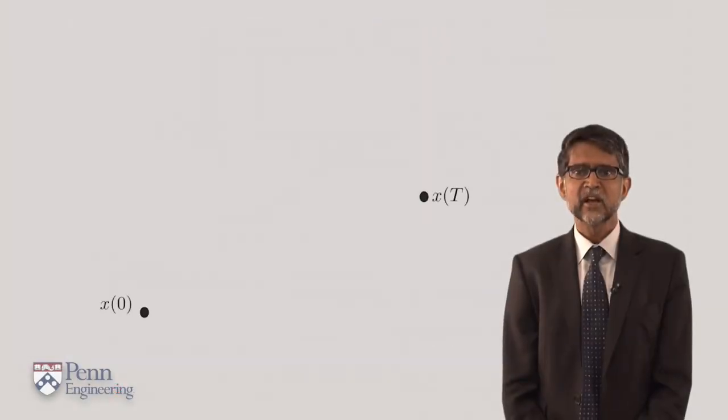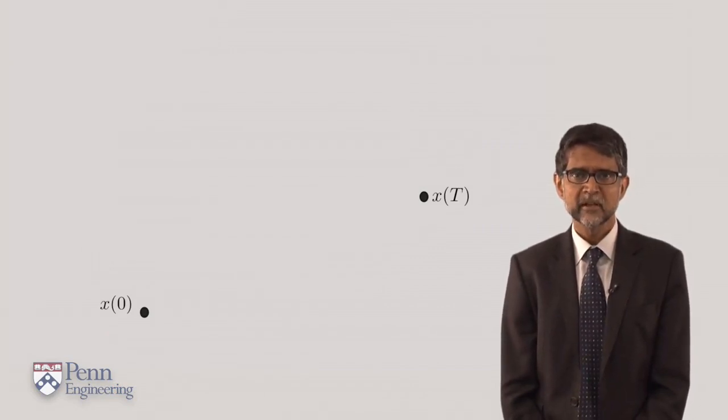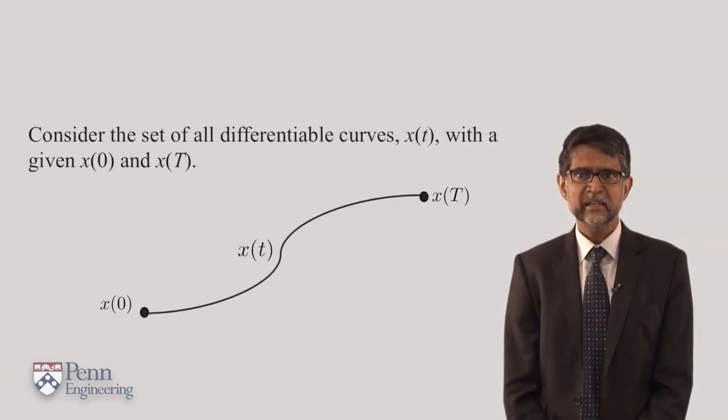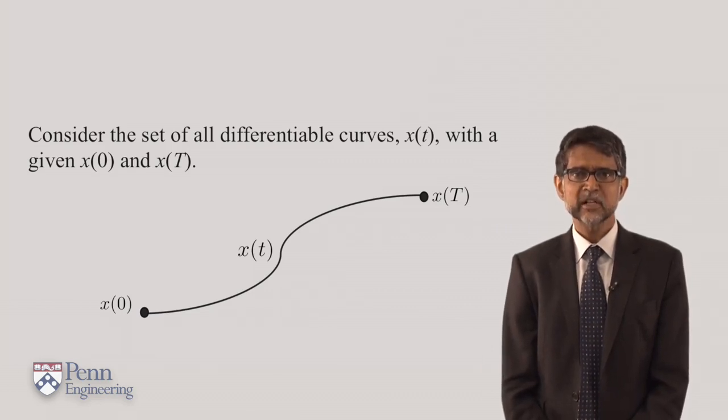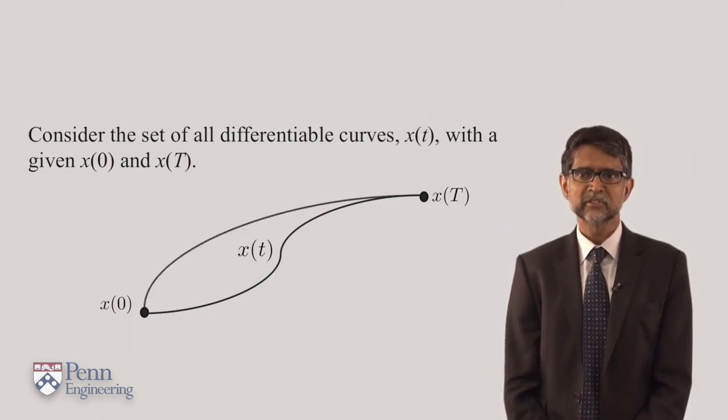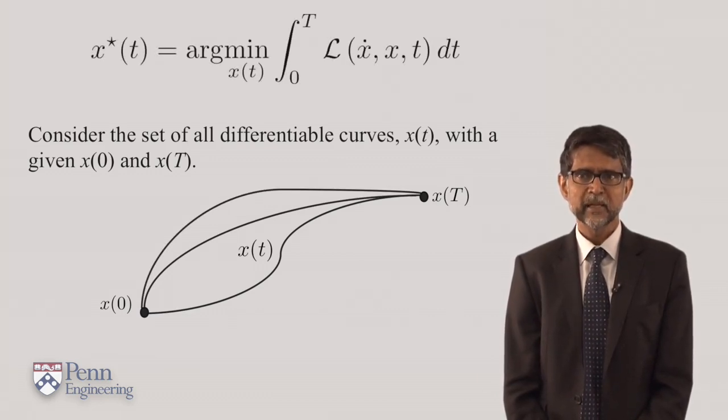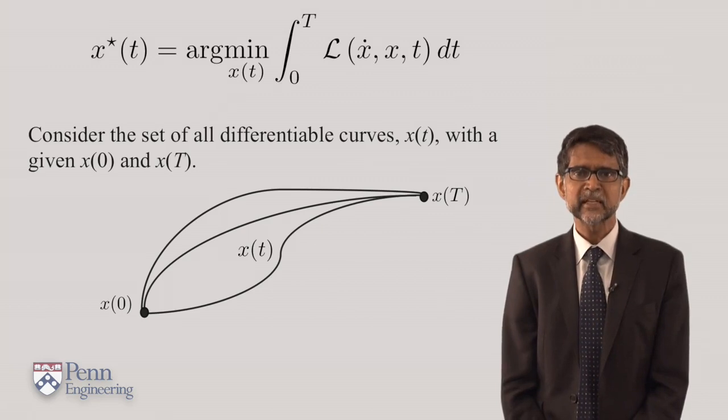In our case, we'll be interested in connecting two given points, x specified at time 0 and x specified at time t. We're looking for a trajectory, in fact, the best trajectory, and we restrict ourselves to differentiable curves. And there are, of course, many such differentiable curves. And again, we want to find something that minimizes a suitable functional.